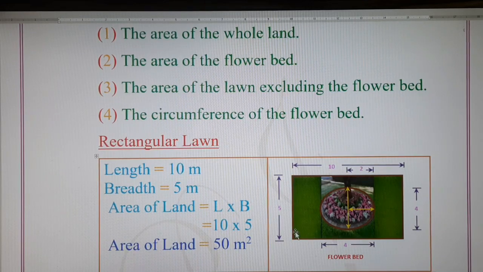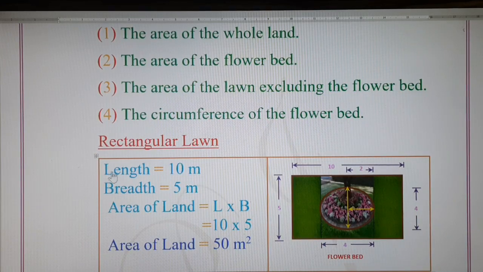So it's very easy to find the area of the whole land, because we just have to multiply the length 10 meters with the breadth 5 meters. So first we write down the heading: rectangular lawn, length is equal to 10 meters, breadth is equal to 5 meters, and area of land is L into B, or we can say length into breadth, where length is given as 10 meters and 5 meters is the breadth of the land.